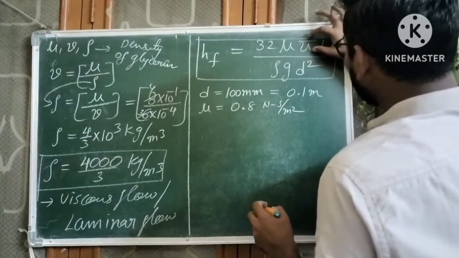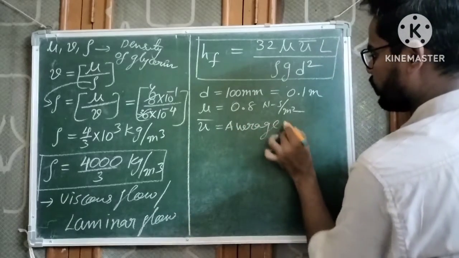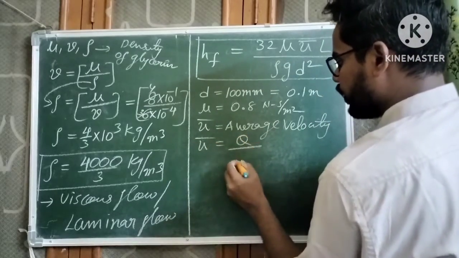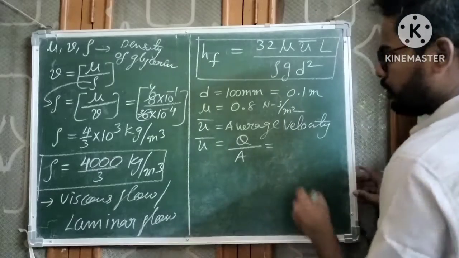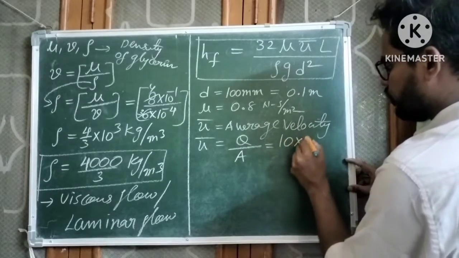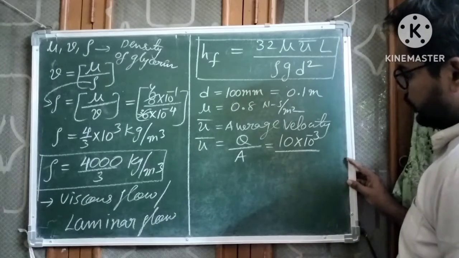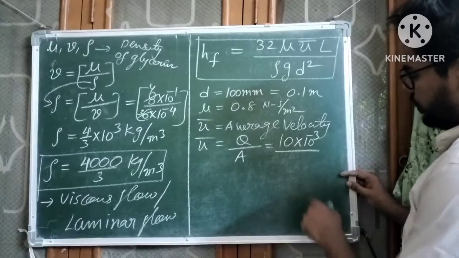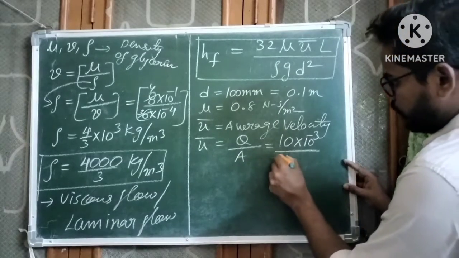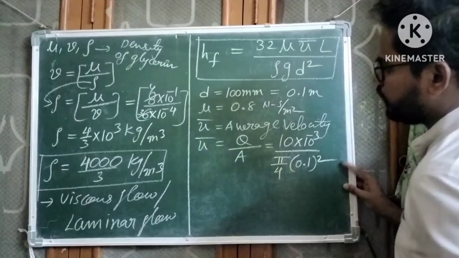And how do we get u bar? U bar means what? Average velocity. What is the formula for average velocity according to the continuity equation? Average velocity u bar is equal to discharge Q by area. So discharge is given as 10 liters per second. So 10 into 1 liter is equal to 10 to the power of minus 3 meter cube per second. Area of a circular pipe is pi by 4 into d square. What is the diameter? 0.1 whole square.